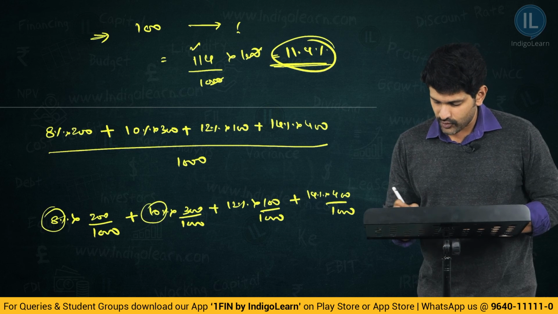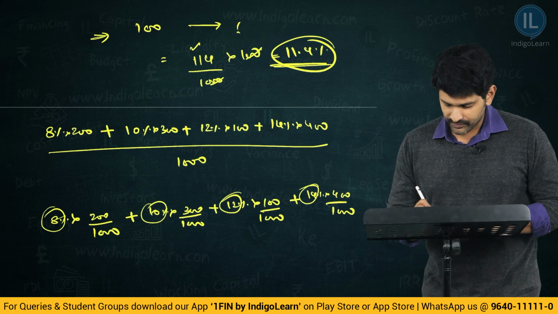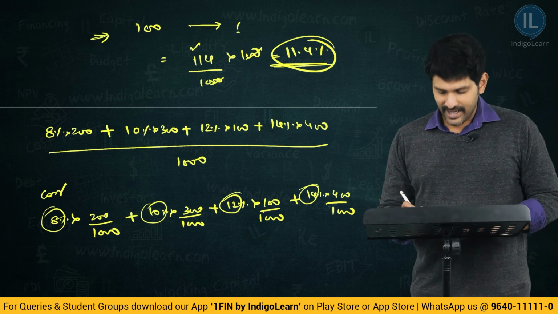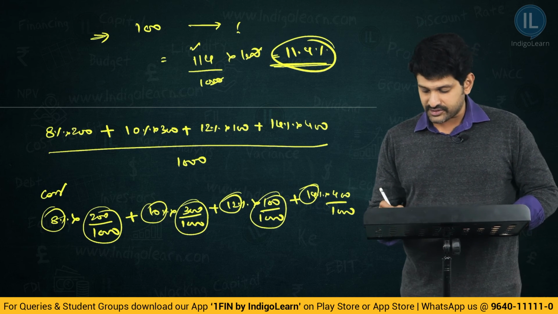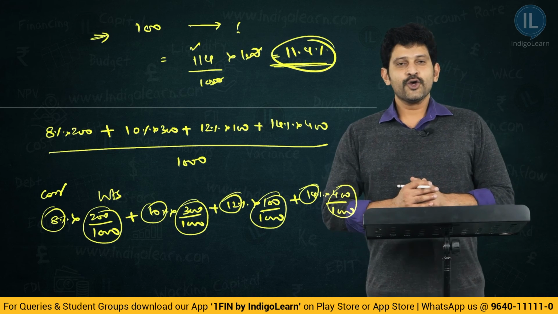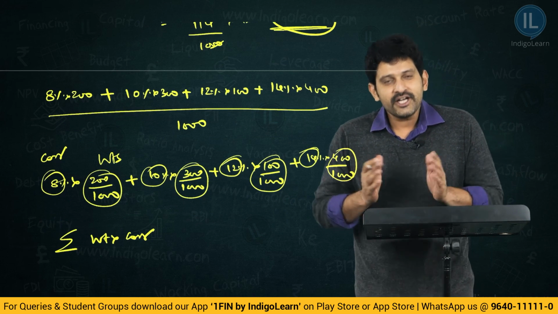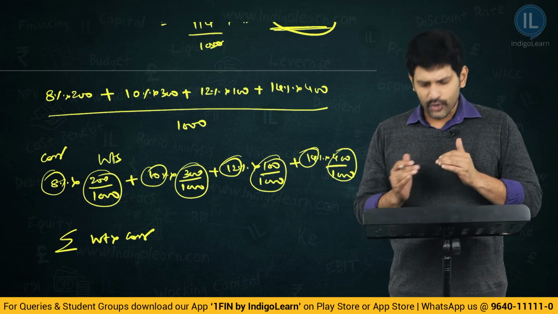Now, these four percentages we wrote here are what? They are our costs. Now these four, 200 by 1000, 300 by 1000, 100 by 1000 and 400 by 1000, what are they? They are weights. So what are we doing? It is sigma weight into cost. Sigma weighted cost.